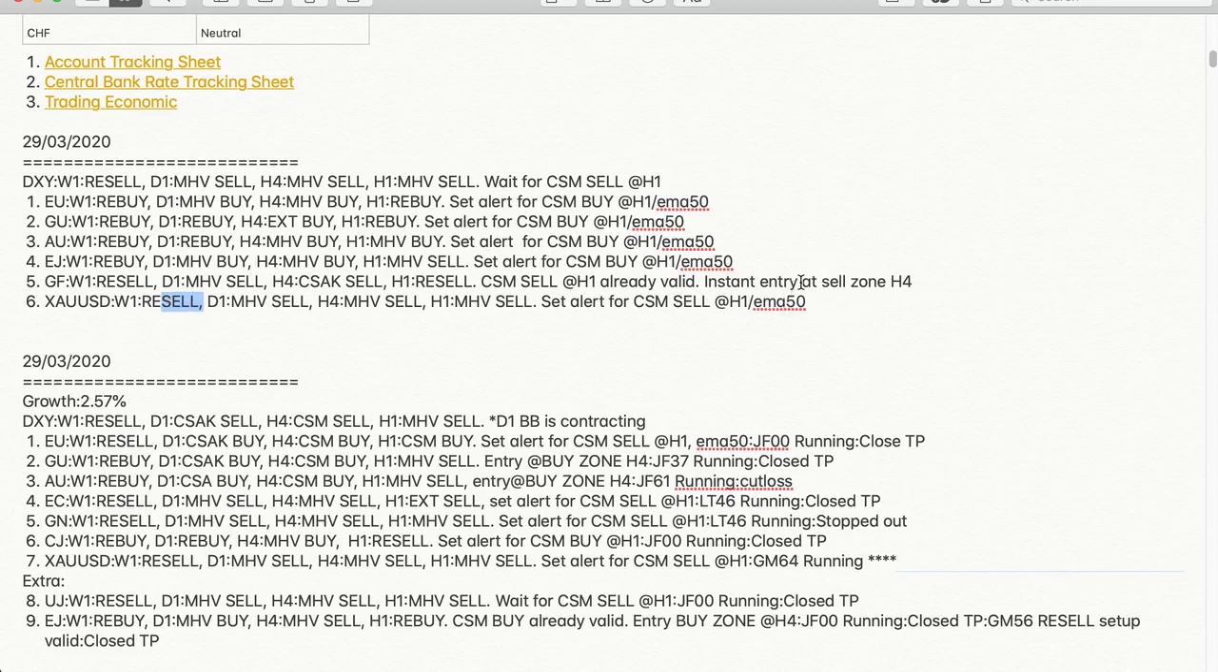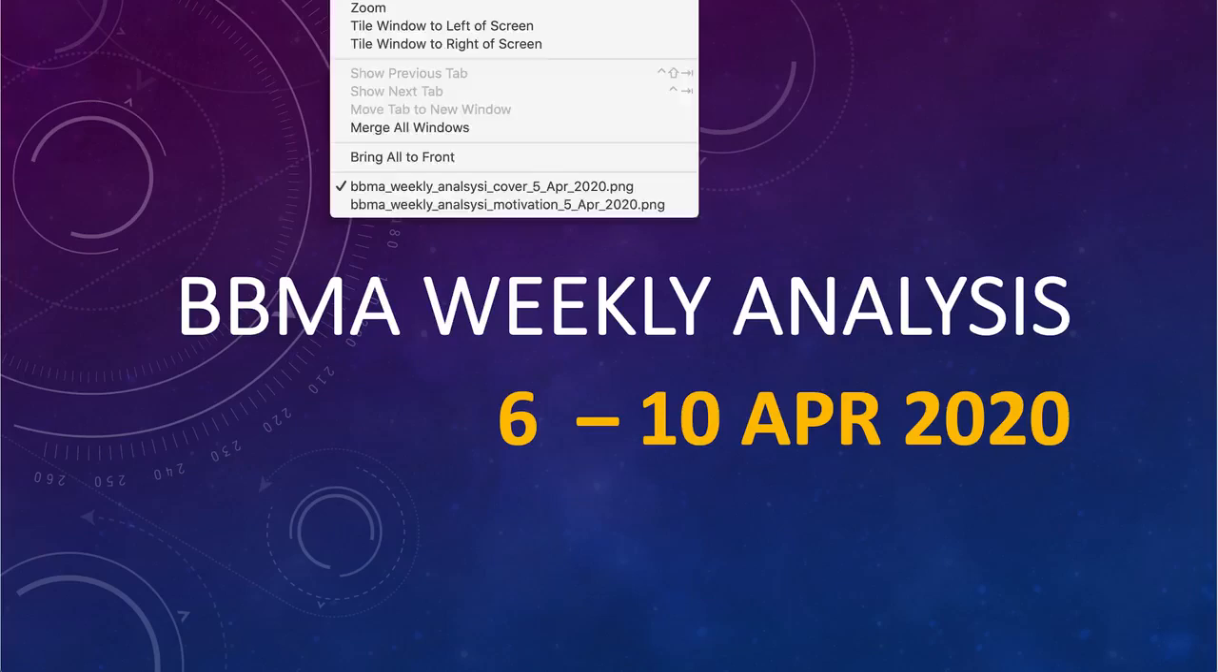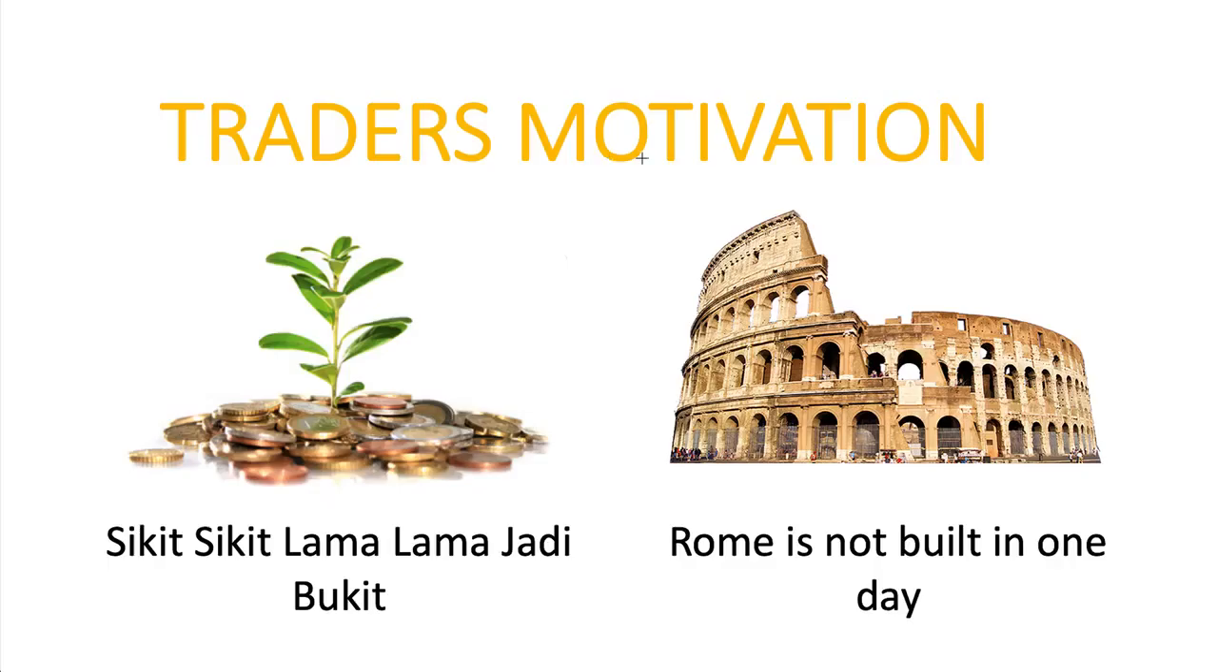So as usual, we have 5 to 6 pairs to trade, and we will add if there's extra in the week from the group discussion. So before we end this week, I have another thing to share, which is trader motivation. So depending on which culture you come from, I believe these 2 parables mean the same thing.